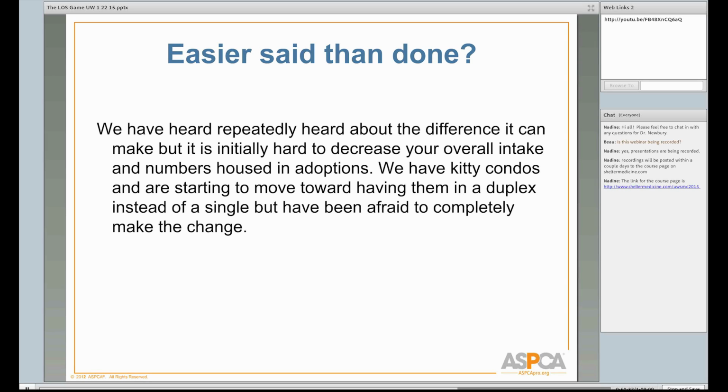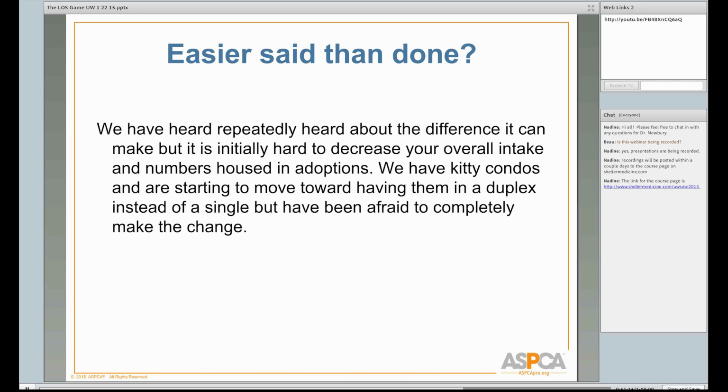It's easier said than done. This is from an organization we've heard repeatedly about the difference it can make, but it's initially hard to decrease your overall intake in numbers housed in adoptions. "We have kitty condos and are starting to move toward having them in a duplex instead of a single, but we've been afraid to completely make the change." This is something that a lot of shelters get nervous about, so what we often do is have them start with one population, or start fast tracking, and they start to see this happen. That's where it gets really exciting, because once it starts happening, it really does create this positive cycle that pulls things along with it.